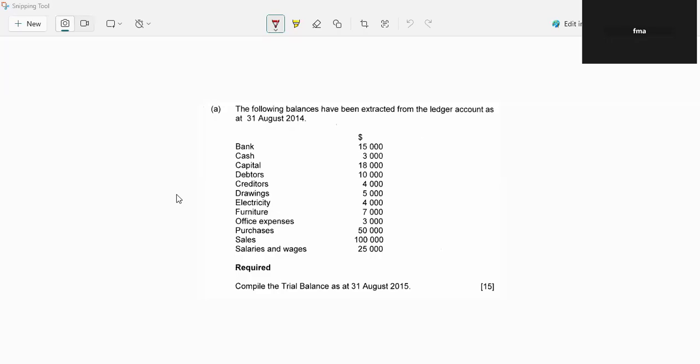Our session today, we will look at the trial balance. The trial balance is simply a list of balances extracted from the ledger accounts. So it helps to show the accuracy of our debits and credits. So we're going to rely on PEARS also to help us determine which one goes to the left and which one goes to the right. PEARS usually gives us what is taken to the left and what is taken to the right. So debit and credit.